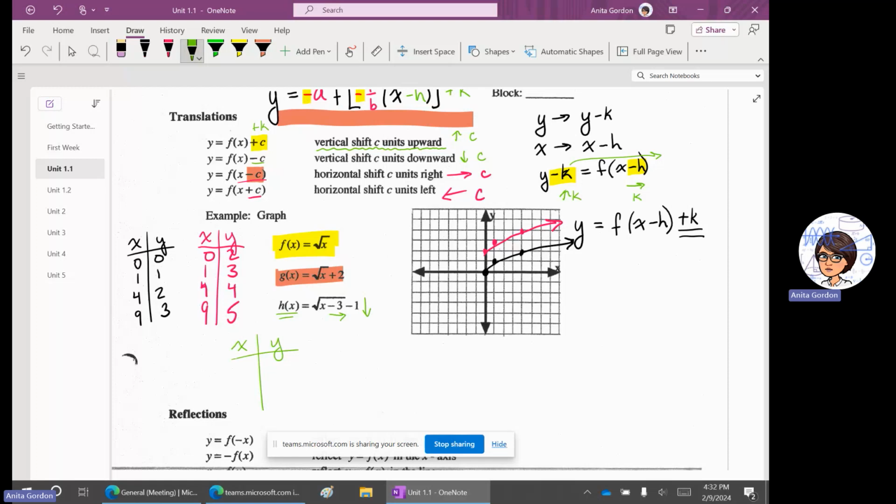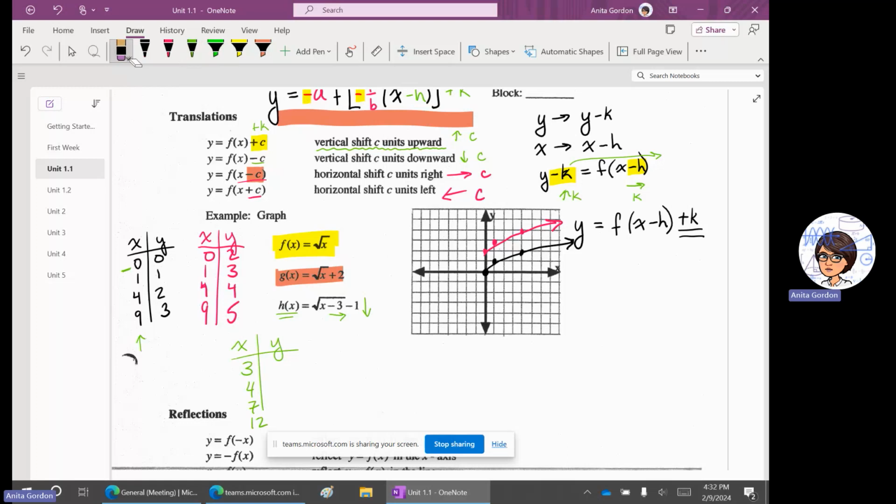Now, here's where we have to be a little bit careful. I cannot now use x equals 0 because 0 minus 3 is negative 3, and I can't take a square root of a negative. So I have to start at a number that would make this 0. So then to make this 0, my starting point is 3, which makes sense. I've taken my 0 and I've moved it to the right 3. So I'm going to add 3 to all of these numbers here. So it's going to be 3, 4, 7, 12.